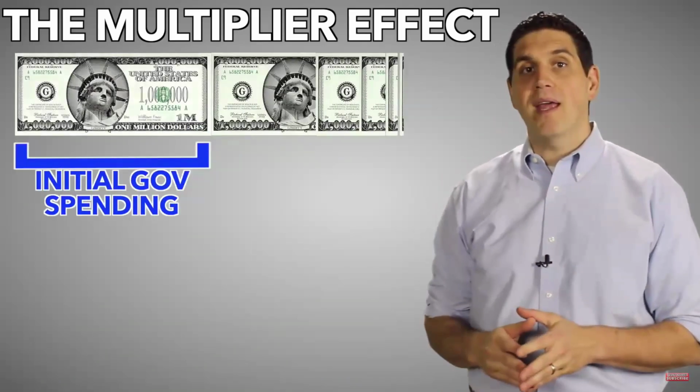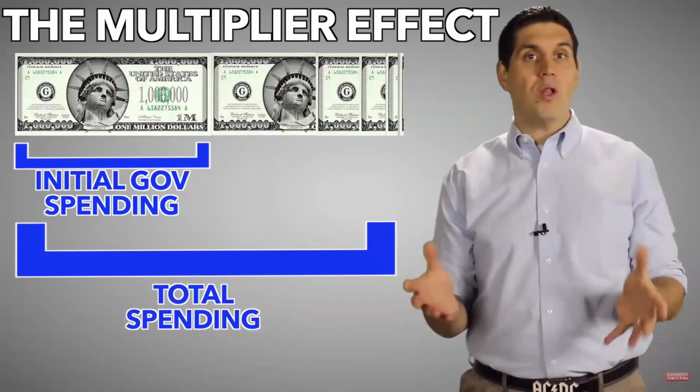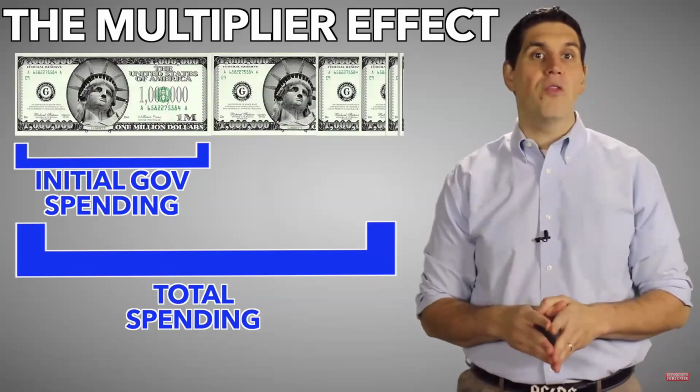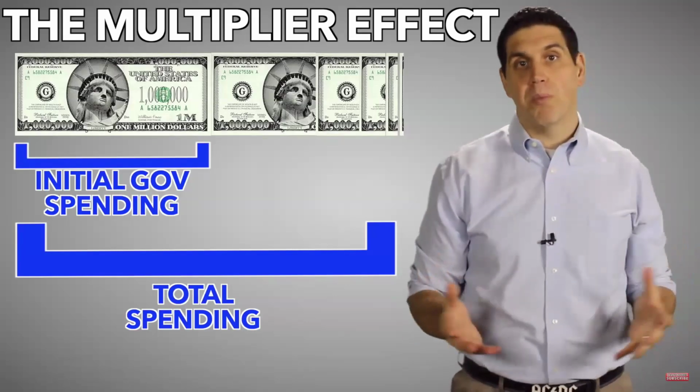An initial change in spending causes a ripple effect through the entire economy and leads to more total spending. And that total amount depends on how much people spend of new income. This is the idea of what Keynes called the marginal propensity to consume. The more people spend, the larger the multiplier effect.